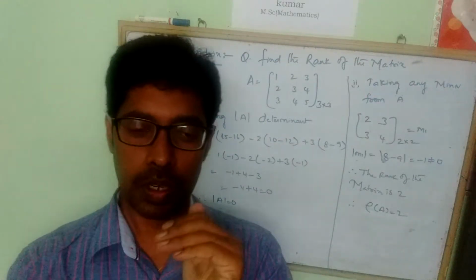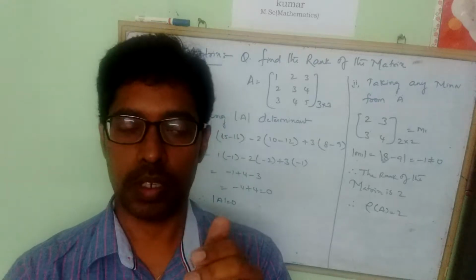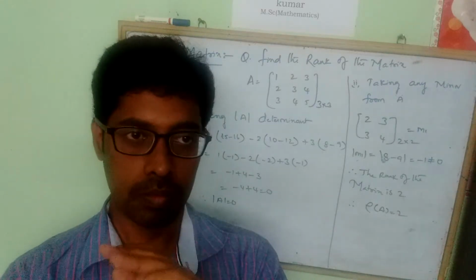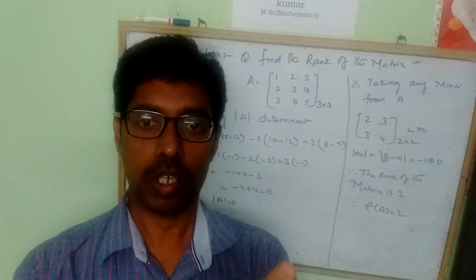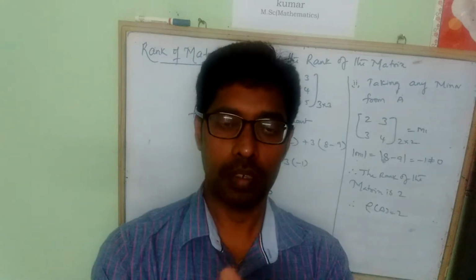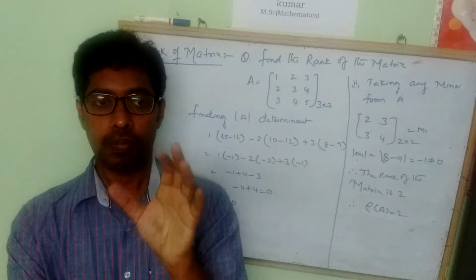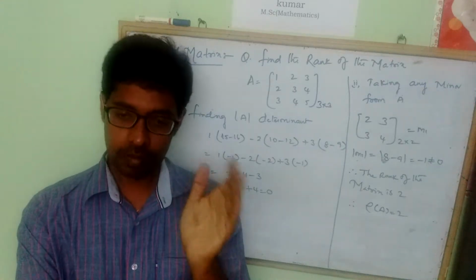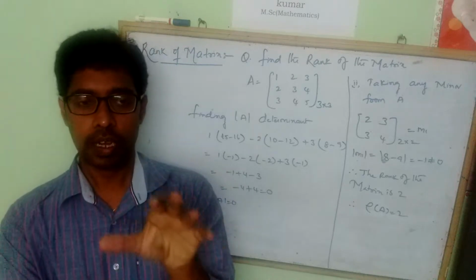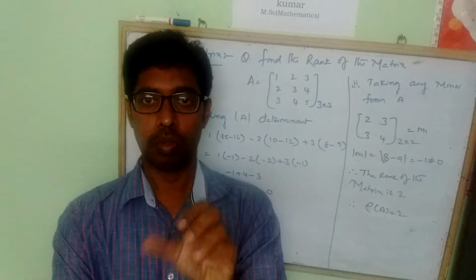If the determinant of the given matrix is 0, then we cannot get the rank of the given matrix. In those situations we have to take the minor of the given matrix, and if any of the minors is non-zero, then whatever the order of the minor we have taken, that order will be the rank of the matrix.